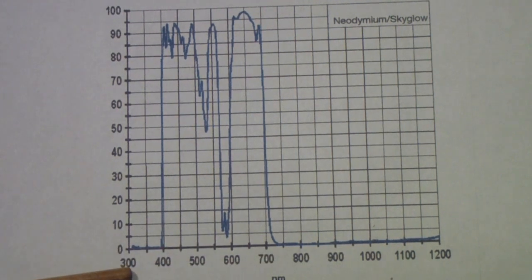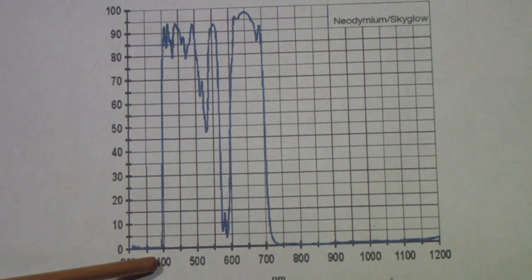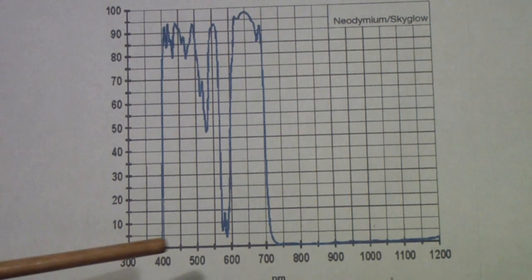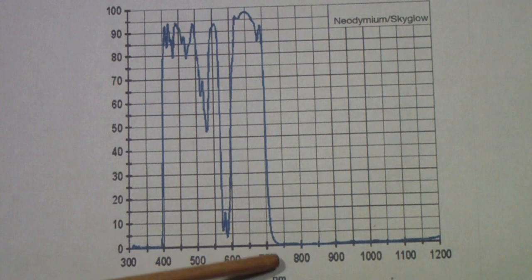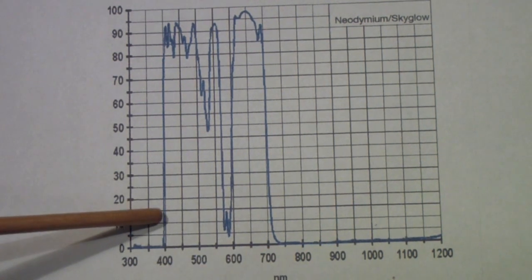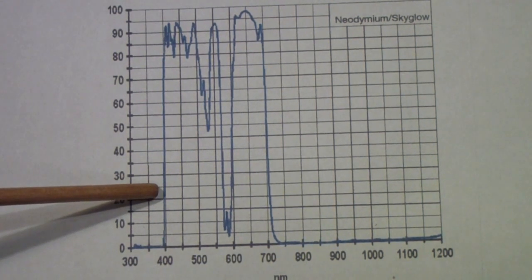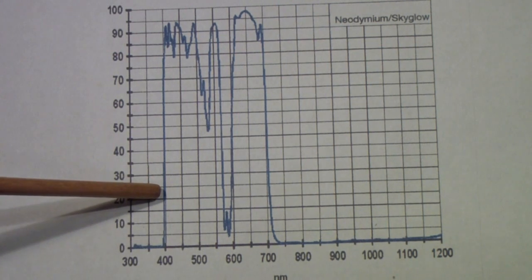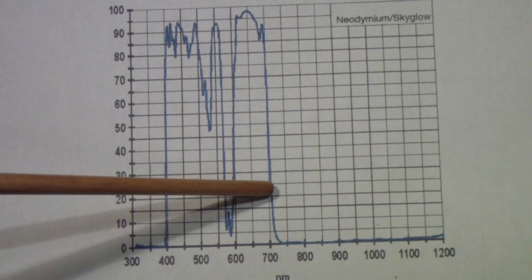On the left is 300 nanometers. Visible light, that is what you can see, starts at around 400 nanometers, and normally goes up to a little above 700. So what your eye can see in bright sunlight color is from about the left to the right of this filter.